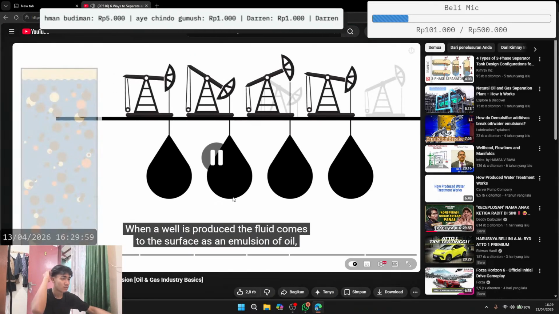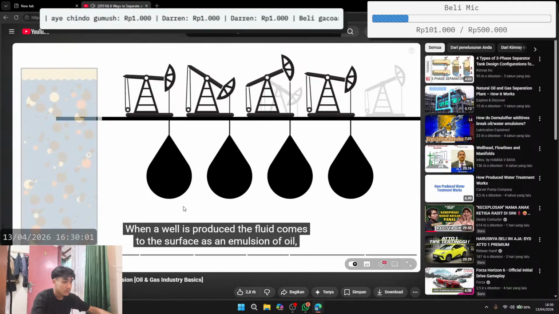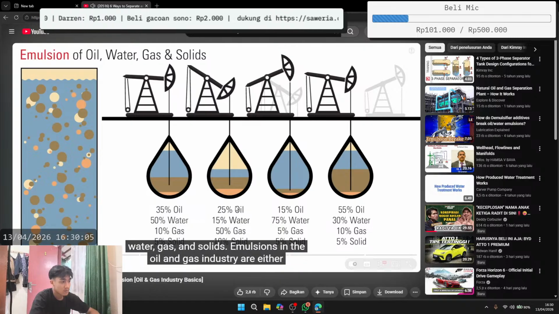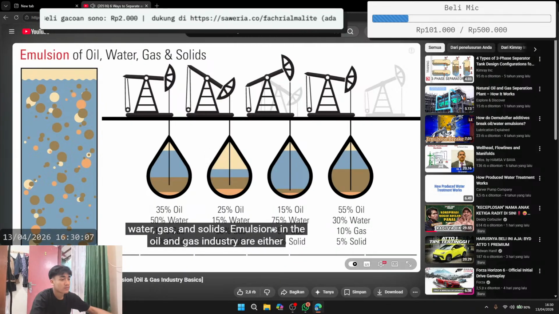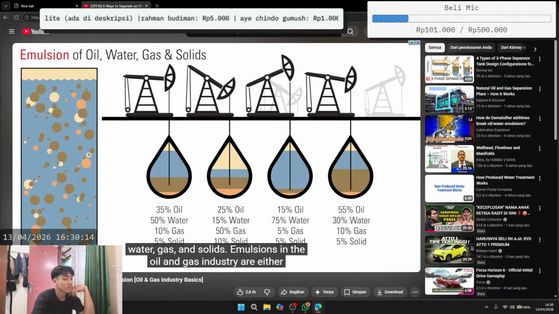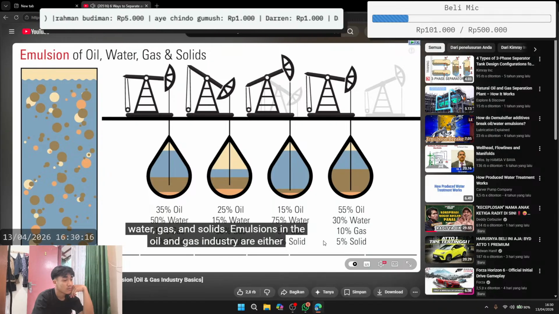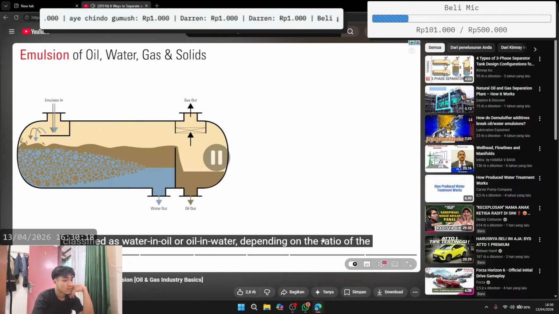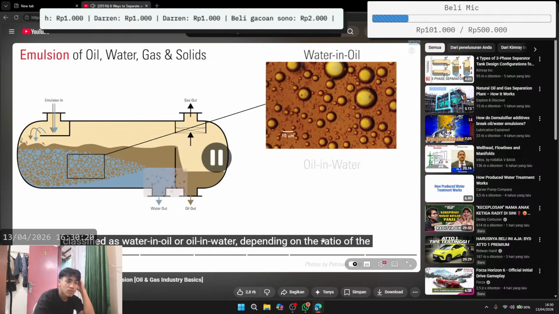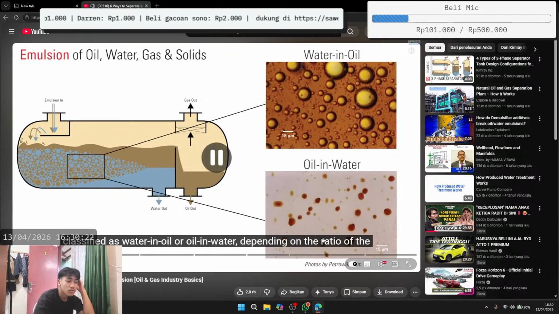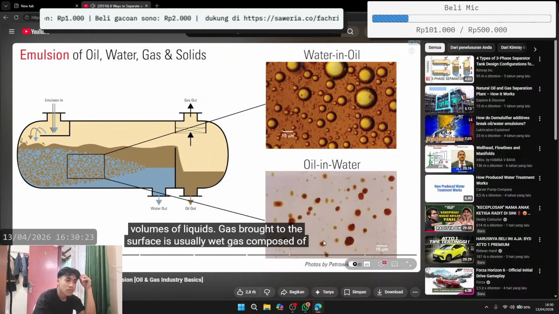When a well is produced, the fluid comes to the surface as an emulsion of oil, water, gas, and solids. Emulsions in the oil and gas industry are either classified as water in oil or oil in water, depending on the ratio of the volumes of liquids.